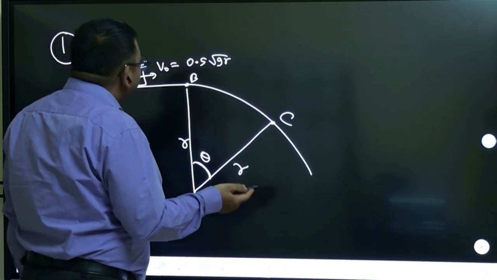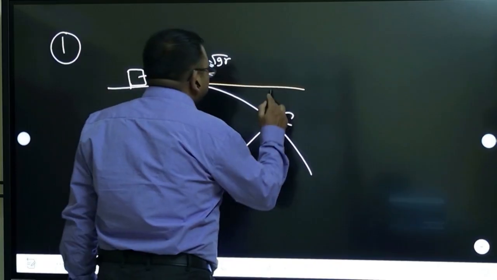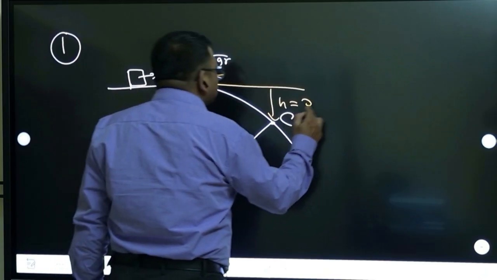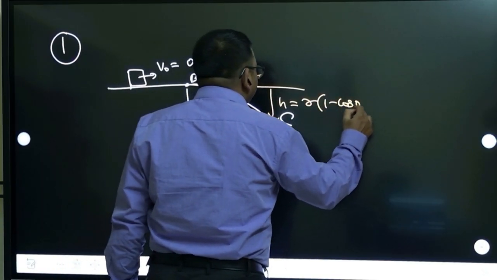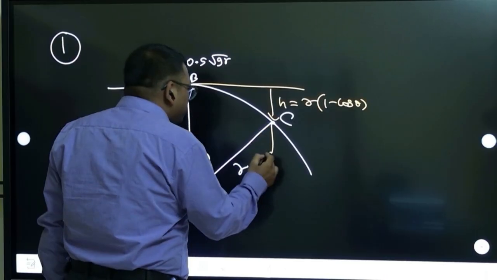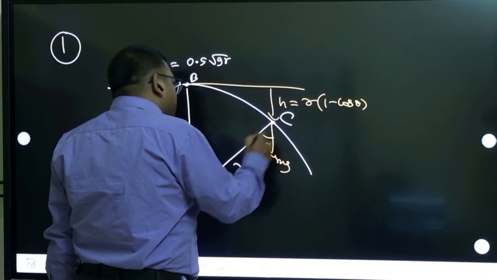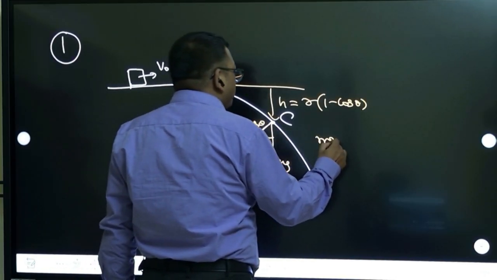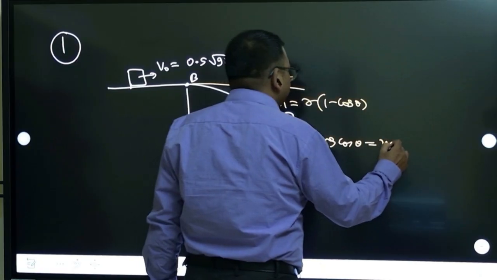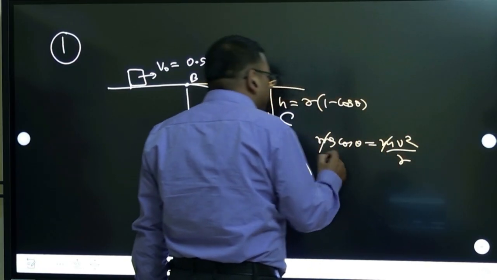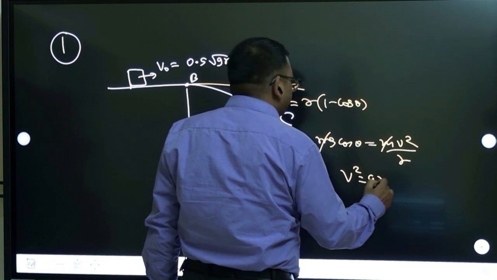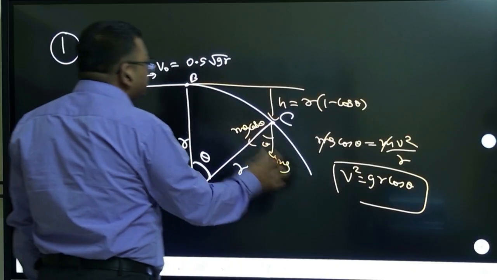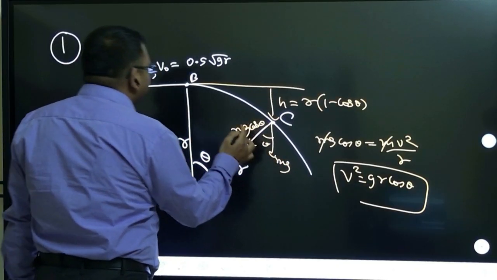If I don't remember the formula, then I will just think of energy conservation. This height will be what? This is r cos theta, so this is r(1 minus cos theta). I know normal has become 0, so this is mg and this is theta. So mg cos theta is only going to give the centripetal force. That means mv square by radius. m gets cancelled. v square becomes gr cos theta. We know that. Normal has become 0, so that's the condition. Now apply energy conservation.